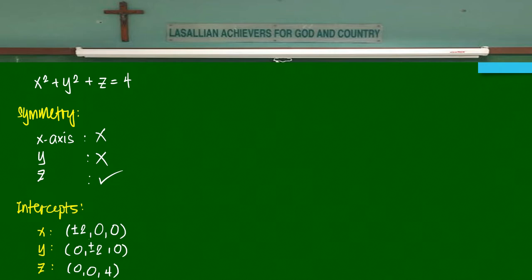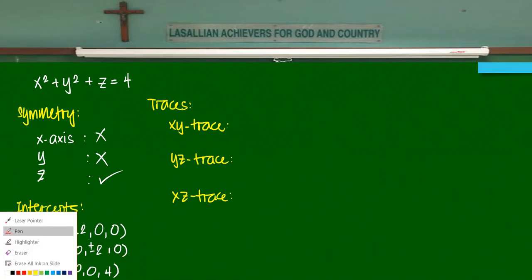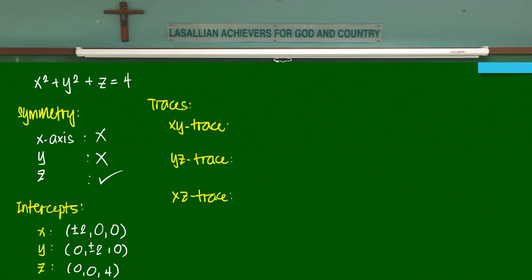Next are the traces. So for the traces, you have 3 planes. So let's have the xy trace, the yz trace, and the xz trace. Alright. So for the xy trace, let's look back at the given function. Remove the z there. Because on the xy plane, z is equal to 0. So we'll have the function x squared plus y squared is equal to 4. Basically, it is a circle of radius 2.